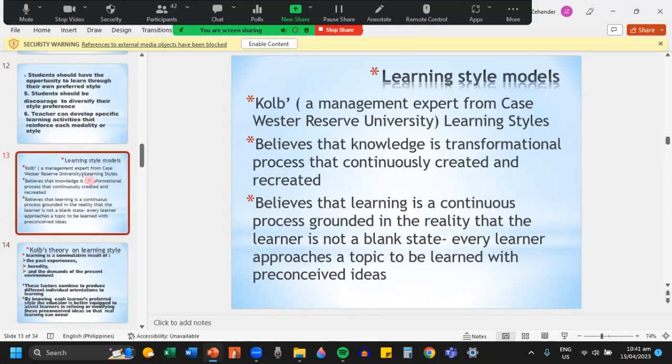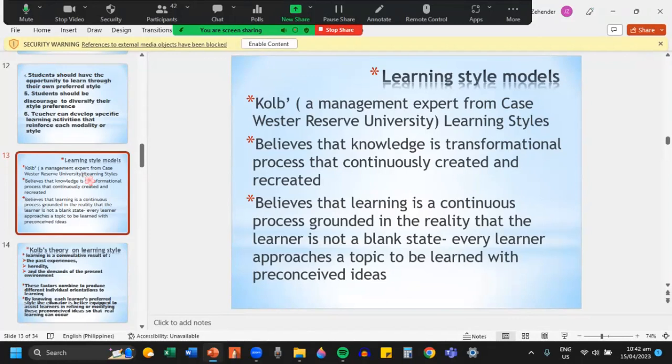Okay, next topic, we have the learning style models according to Kolb. So itong si Kolb, just like last lesson, I'm going to still find out kung ano yung full name niya. Okay, so definitely this is a surname. So itong si Kolb, he was a management expert from Case Western Reserve University, and he was responsible for discovering or presenting the different learning styles.